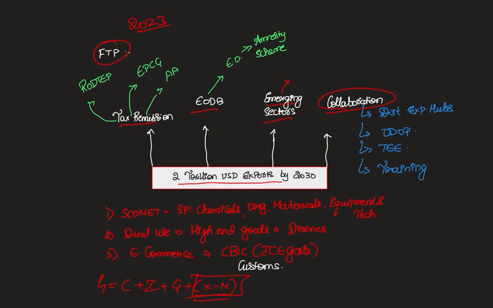As far as tax remission is concerned, it basically means the government will try to subsidize companies by paying back the duties. There are various schemes for that: RoDTEP, EPCG, and Advance Authorization. You don't have to go into the details.